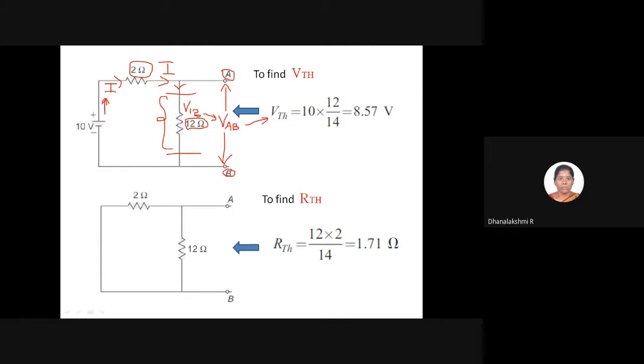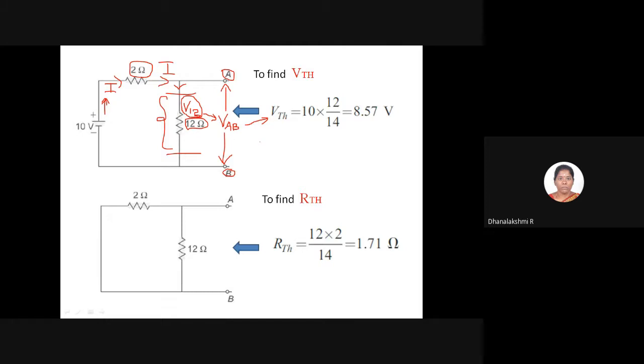Now our intention is to find the voltage across this 12 ohm, that is V12. In order to find this V12, we can apply the voltage division rule, and I hope you know the voltage division rule. Whenever we want to find the voltage in a series circuit, and now this is a series circuit where 2 and 12 are connected in series, we can apply the voltage division rule to find the voltage across the 12 ohm.